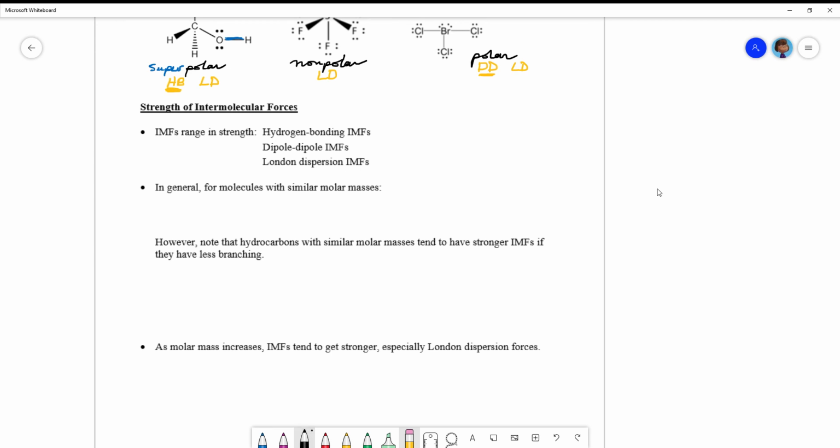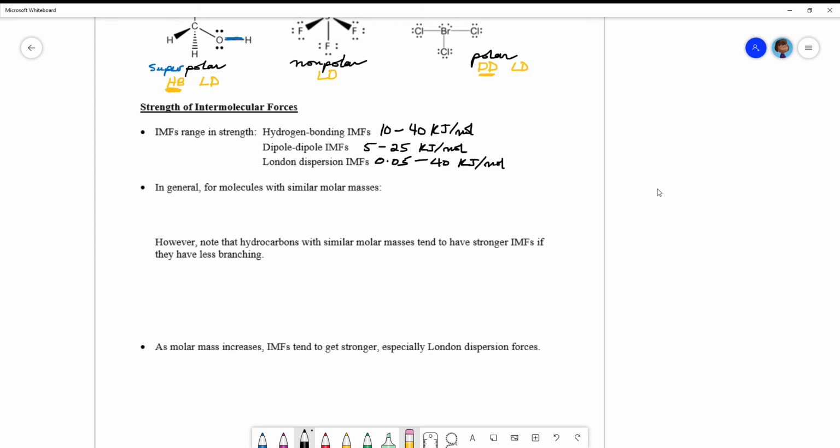Turns out that hydrogen bonding intermolecular forces range in strength from roughly about 10 kilojoules per mole up to 40 kilojoules per mole. Dipole-dipole intermolecular forces range from about 5 up to 25 kilojoules per mole in strength, while London dispersion forces range from as low as 0.05 all the way up to 40 kilojoules per mole.